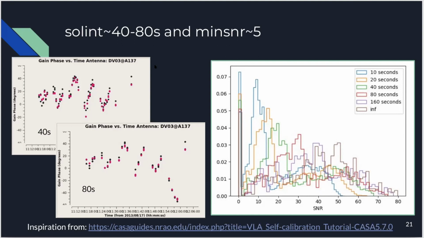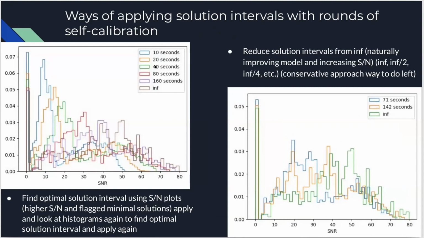So we got inspiration from this from a CASA guide that Josh Marvel and I wrote on self-calibrating a VLA data set. And he came up with this analysis, the way to show the signal to noise distribution of the solution intervals. So just a quick word that there are different ways of applying the solution intervals, different sort of schools of thought. So you could quickly find this optimal solution interval using these signal to noise plots and just continue to apply that through your rounds of self-calibration.